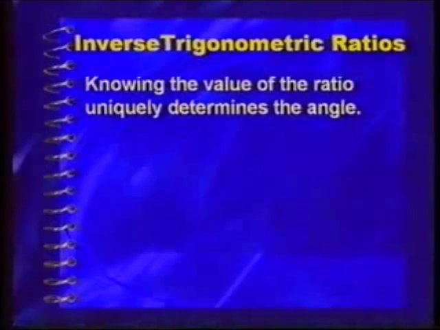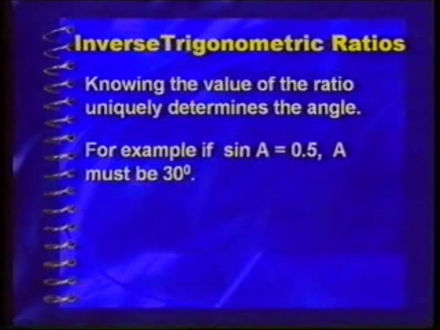Now, quite frequently we know a particular ratio and we want to know from what angle it comes. Then you have to use what is called the inverse trig ratio. Let's have a look at the screen where that is explained. So knowing the value of the ratio uniquely determines the angle. Let's take an example with the sine of A being equal to 0.5. Then we know that angle A must be 30 degrees.